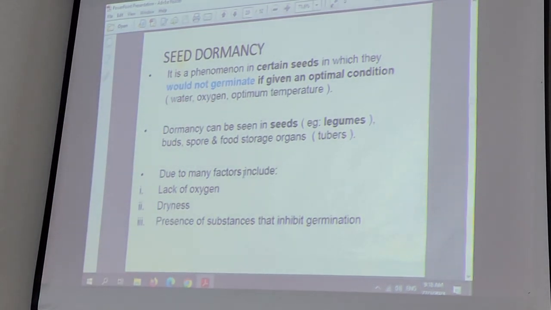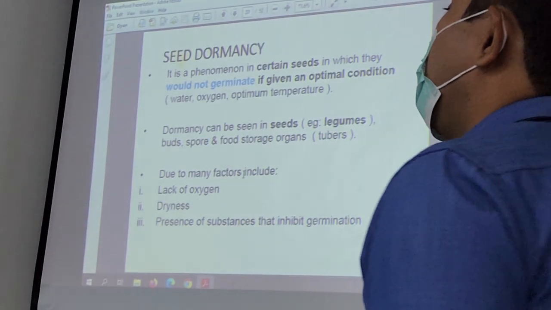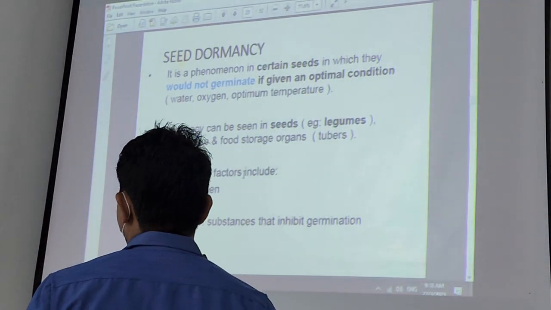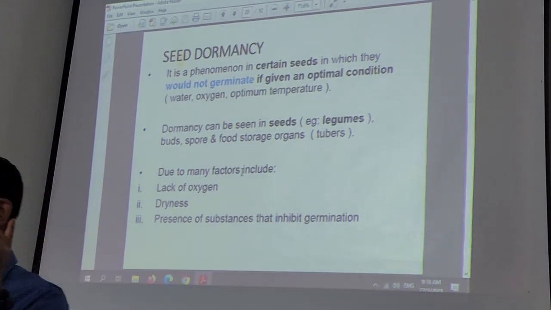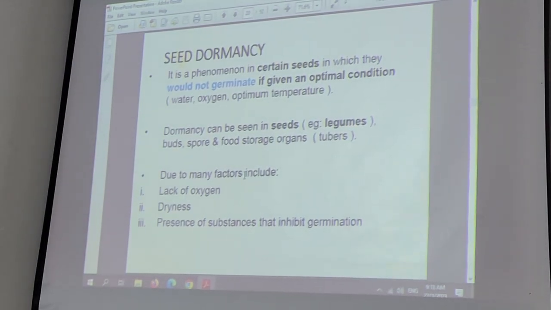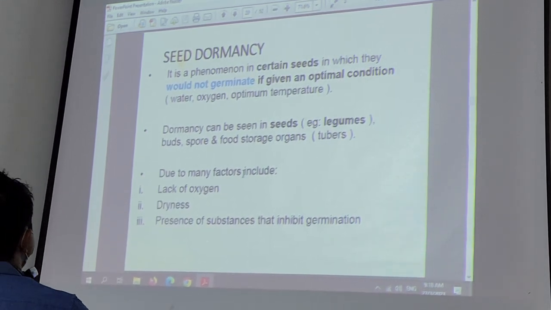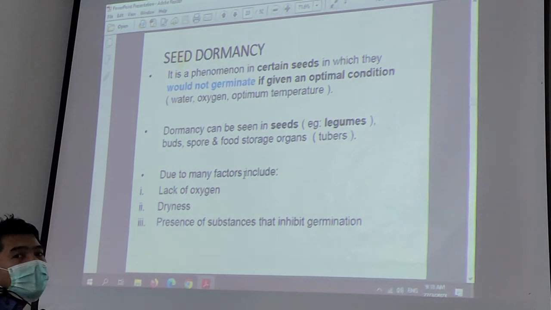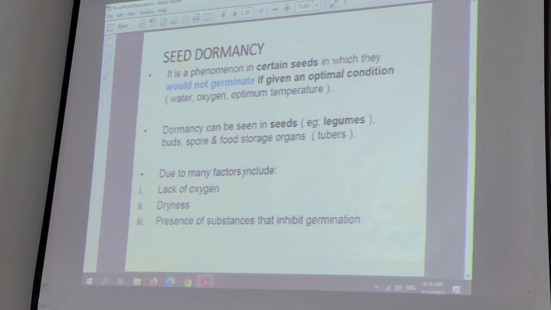Didn't I define this earlier? Yeah, so got all the water, oxygen, optimal temperature, but it's still not germinating. Sometimes it has received, but insufficient. Lack of oxygen, dryness. Look at the word dryness. Dryness doesn't mean that zero water. It's just insufficient water. Presence of substance that inhibit germination. This is usually hormone, ABA. Do you know plants got hormones?